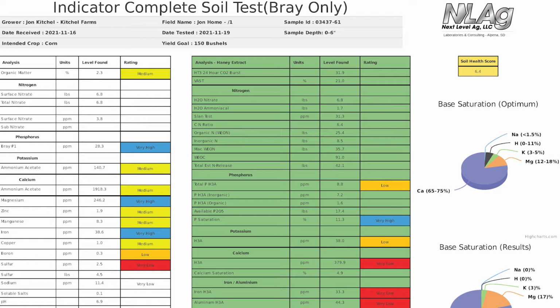Whether you used a Bray P1, a Mehlich extract, or an Olsen extract, maybe ammonium acetate for your calcium and potassium, whatever it was, what I had done is a traditional soil test, and by traditional I mean one that has been widely used and widely accepted, as this right here on the left-hand side. The left-hand side is the chemical extract or the chemical component, and the right-hand side is the biological. It's easy to get overwhelmed. I completely understand it. There's 48 different metrics that we're measuring with an Indicator Complete versus 12 on a standard soil test.